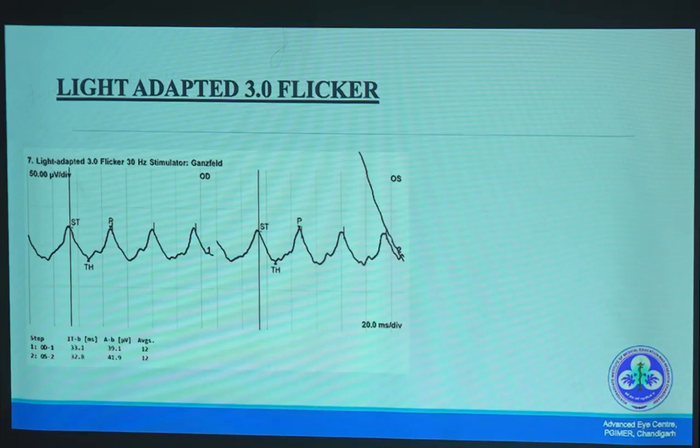Anybody, any guesses? Loudly, anybody? No? So in this case, when you are seeing a normal fundus, but you did not get that electronegative ERG, this is pointing towards a nutritional deficiency, like a vitamin A deficiency, which can cause this kind of problem.